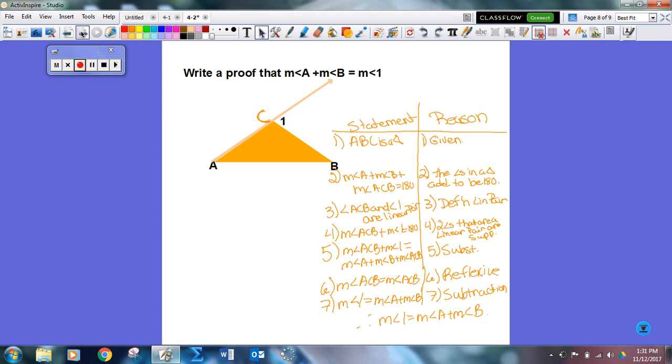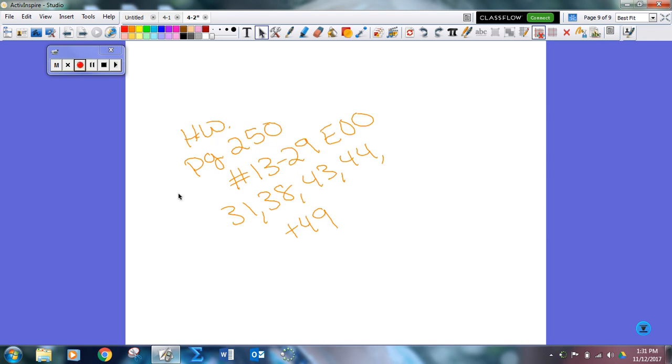So that is the end of today's notes. Tonight's homework is page 250, numbers 13 through 29 EOO, 31, 38, 43, 44, and 49.